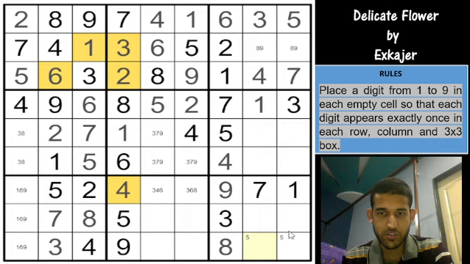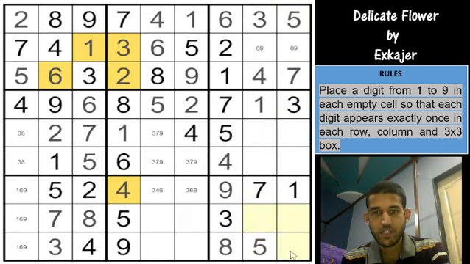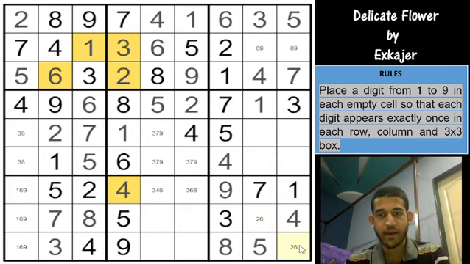And 5 is pushed here. 5 cannot be in column 9. So 5 gets pushed here. These must be 2, 4, 6. 4 cannot go in row 9. 4 cannot go in column 8. 4 goes here. So that gives me a 2, 6 pair.